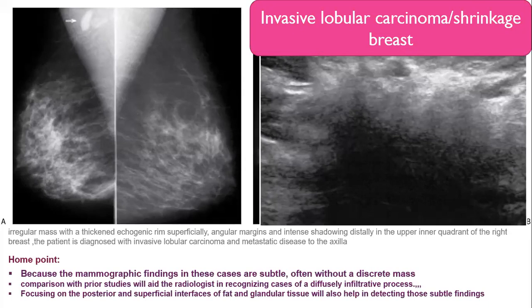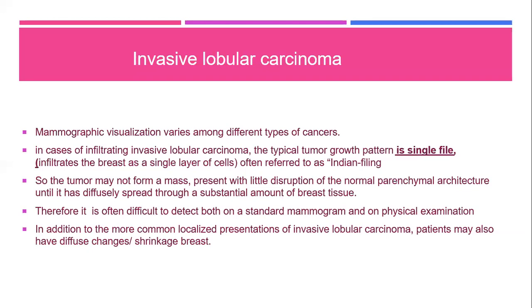And focus also, they said we have to focus on the posterior breast because the breast shrinks. So the parenchyma will shrink and we will leave more fat at the posterior part of the breast compared to the non-involved contralateral side. So you can look for these subtle findings.